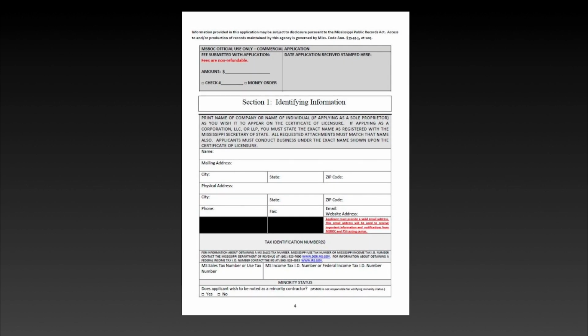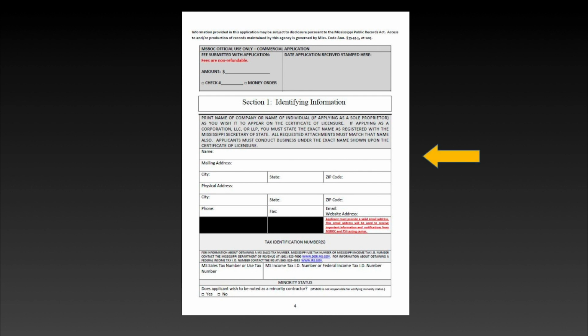New license applicants must include the required non-refundable fee when submitting an application. For commercial applications, the fee is $400. Residential applications require a $50 fee. MSBOC can accept checks and money orders made payable to MSBOC, but please do not send cash.